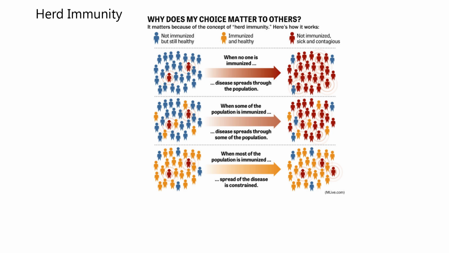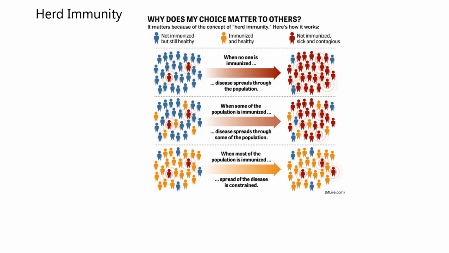Let me orient you. The blue ones are not immunized, but they're healthy. In this case, a lot of people aren't immunized but they're healthy, but we have two red, and that means they're sick and contagious. Well, they're going to spread it to all these blue people, dogs you can think of.